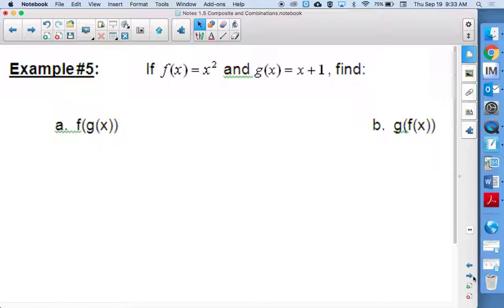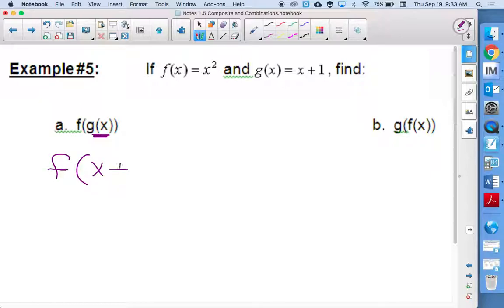What do you remember? The two plugins are like what g of x equals and what f of x is. Yeah, so he said plug in g, whatever g of x equals. So g of x is x plus 1. I'm going to replace g of x with whatever it equals, as he said.